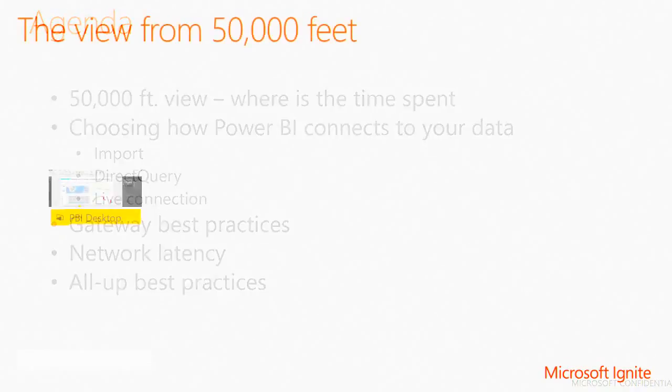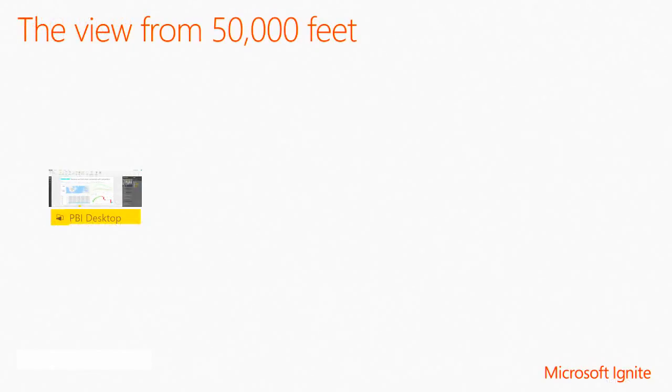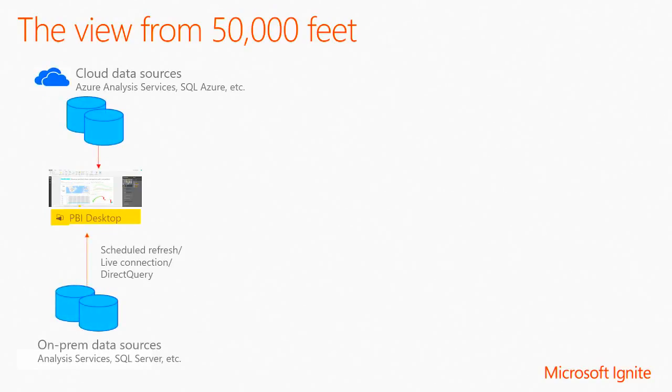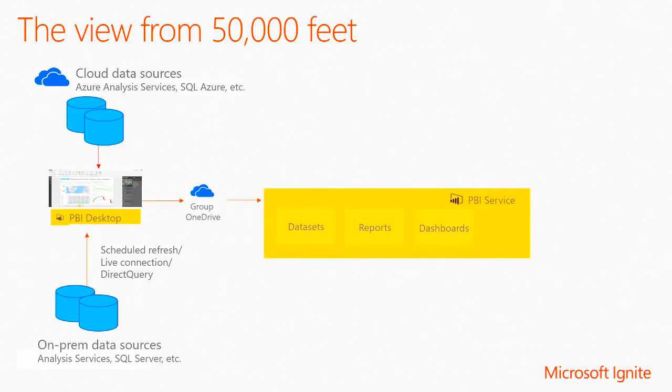Okay? So let's start with the view from 50,000 feet. Okay, so we're going to start with the Power BI desktop clients, right? That's where you do your advanced authoring. You're going to connect the desktop clients to our data sources, right? We support over 70 or 80 data sources. And these can live either on the cloud or on premises, right? Once you're done with your report authoring in the Power BI desktop client, you're going to push that into the service, right? So this big orange block on the right is the service.